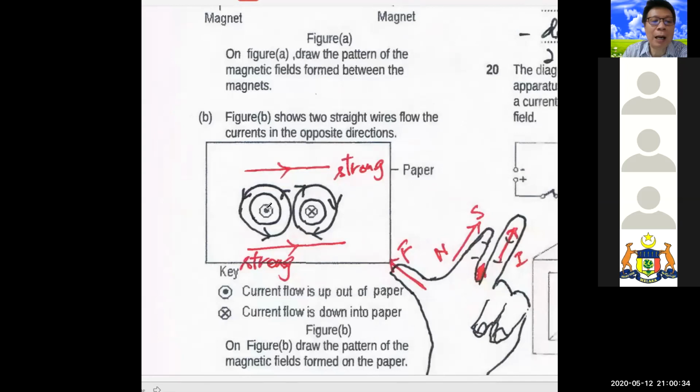So this current comes out, so your right hand grip rule is like this. It comes out from the paper, so your right hand is like that, with your thumb pointing to your face. Why point to your face? Because it comes out from the paper. When it comes out from your paper, it goes to your face, isn't it? So make sure your thumb points to your face. Then you can see your other fingers are in an anti-clockwise direction. Whereas on this side, the wire brings the current into the paper.